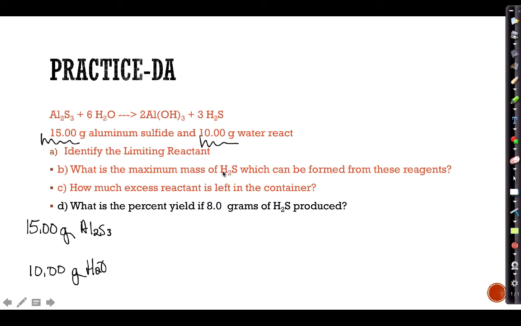So let's go ahead and go to my product because I'm going to have to calculate this anyway. So let's go to the mass of H2S for both of them. First step, if I want to go to a different substance, I have to go through the mole. So I'm going to figure out how many moles I have of aluminum sulfide. My molar mass here is 150. Okay, so now that I'm in moles of what I have, I can go to moles of what I want.